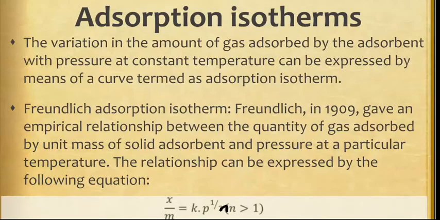These adsorption isotherms were first of all studied by Freundlich. That's why we study the Freundlich adsorption isotherm. In 1909, he gave a simple relationship between the quantity of the gas adsorbed by unit mass of solid adsorbent and pressure at a particular temperature. The relationship which he proposed was x upon m is equal to kp raised to the power 1 upon n. This is called the adsorption isotherm equation.